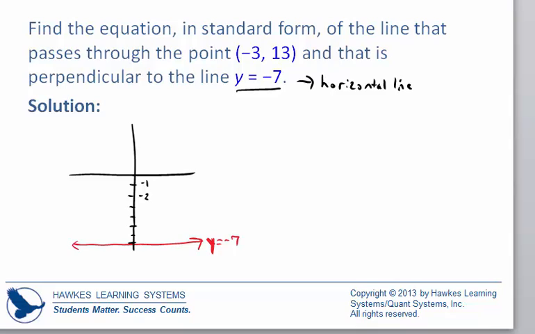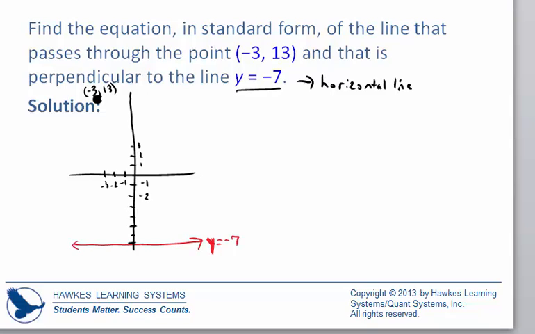Now, I want a line that's perpendicular to that goes through the point (-3, 13). So let's go ahead and plot that point. So here's -3. And 13 is going to be way up here. I'm just going to kind of estimate a little bit, and I'm going to place my point. So we'll make that the point (-3, 13). So think about what this line is going to look like.